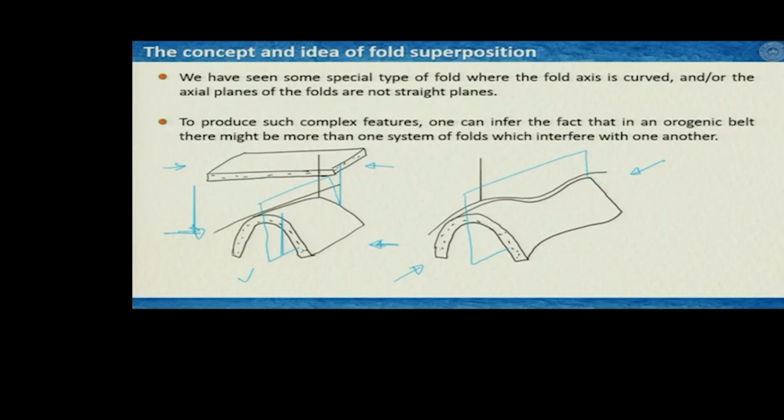So you have formed a structure, and then you modify the structure with a second or third or fourth deformation which may be similar to the previous one or may be different to the previous one, and this is the basic concept. So to produce these complex structures, you can infer that in an orogenic belt there might be more than one system of folds which will interfere with one another. We will learn more about these kinds of structures and features throughout this lecture.